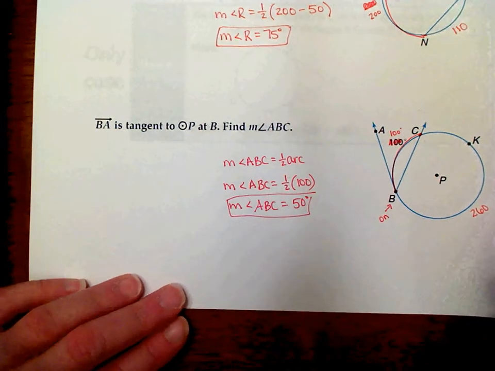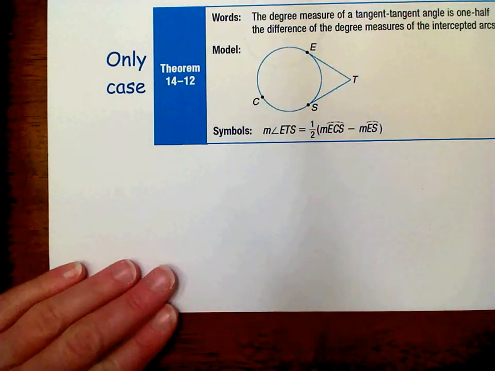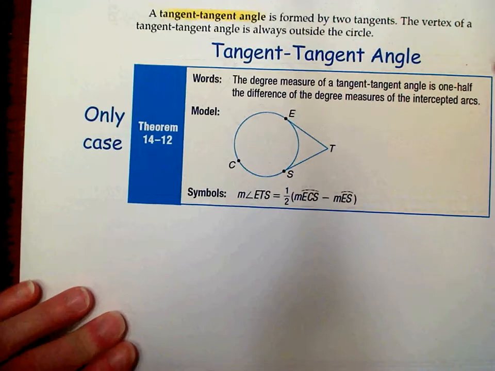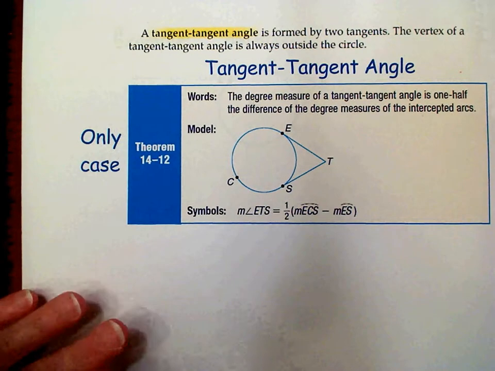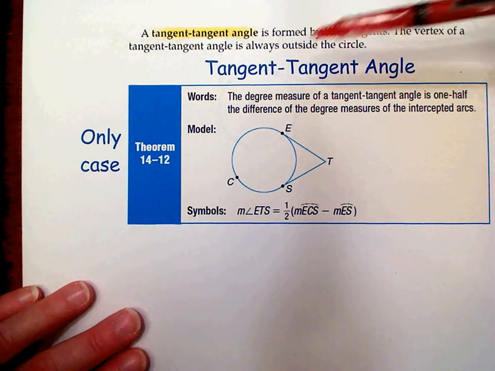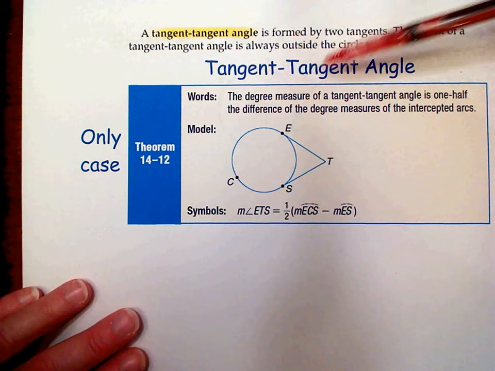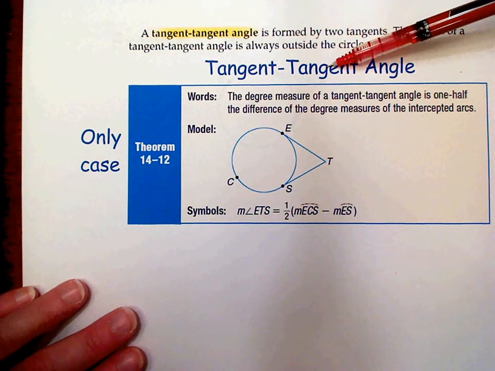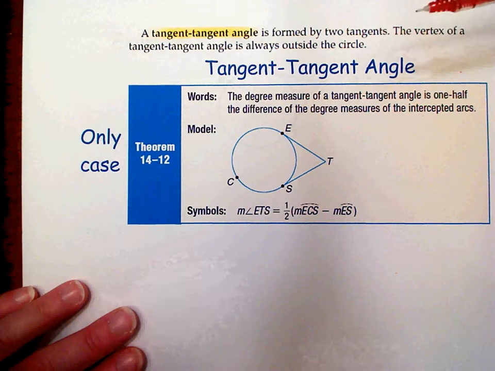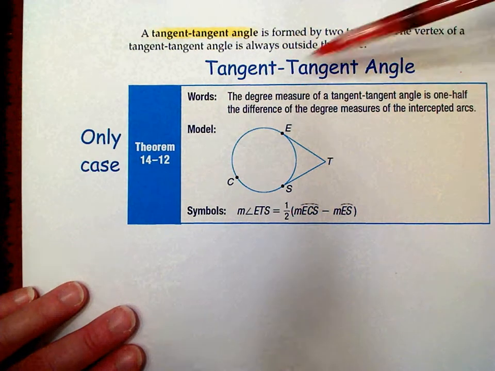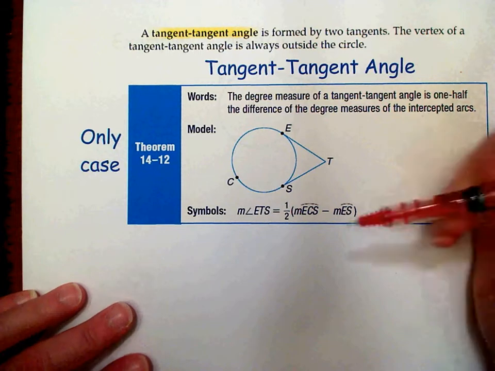Alright, so we've looked at secant angles, we've looked at secant-tangent angles, and the last type of angle we need to talk about is a tangent-tangent angle. You can probably figure out from the name, it's when two tangents intersect. Well, since tangents have to be outside the circle, they're only going to be able to intersect outside the circle. So there's only one case of the tangent-tangent angle, and that is when the vertex is outside the circle.